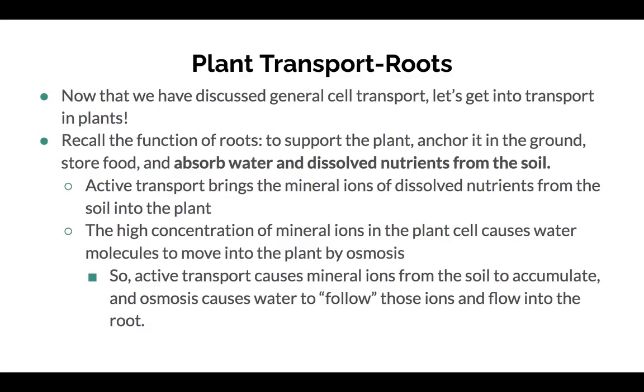So now that you've seen a few examples of those types of transport, now we're going to get into plant transport specifically, or how things are going to move within the plant. Okay, so recall that the function of roots is to support the plant, anchor it in the ground, store food, and here, what we're going to be discussing today, absorb water and dissolve nutrients from the soil. Active transport brings the mineral ions of dissolved nutrients from the soil into the plant. The high concentration of ions is going to cause the water molecules to move into the plant by osmosis.